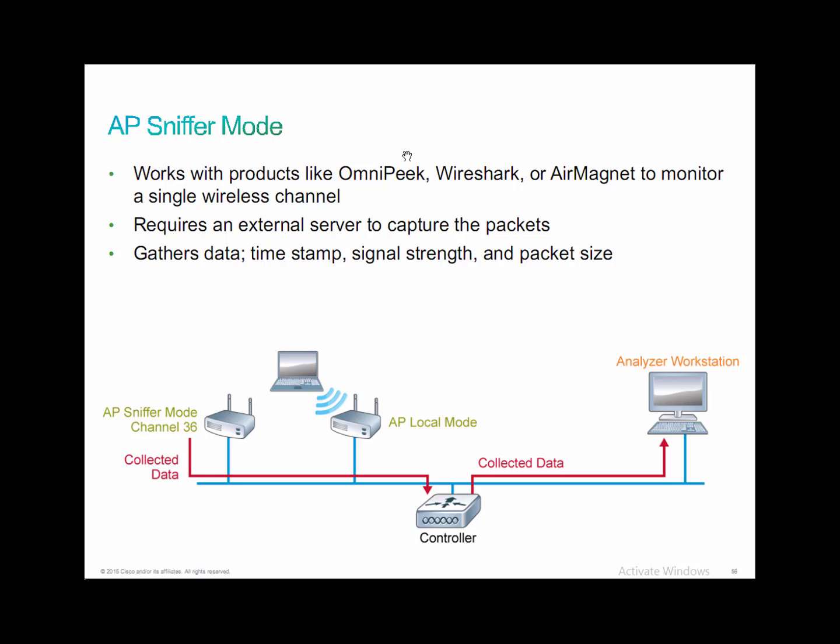You can enter sniffer mode by selecting it from the AP mode drop-down menu. Wait for the AP to rejoin the controller. And then, once that AP is reconnected, you can select the channel on which you want to do the scanning, and then you enter the IP address of the remote station where you want to send the packet captures, the analysis.